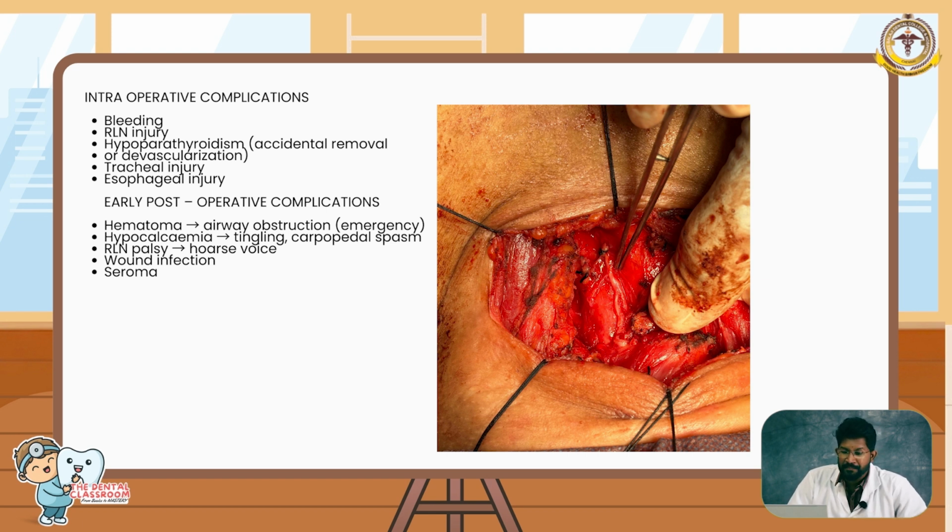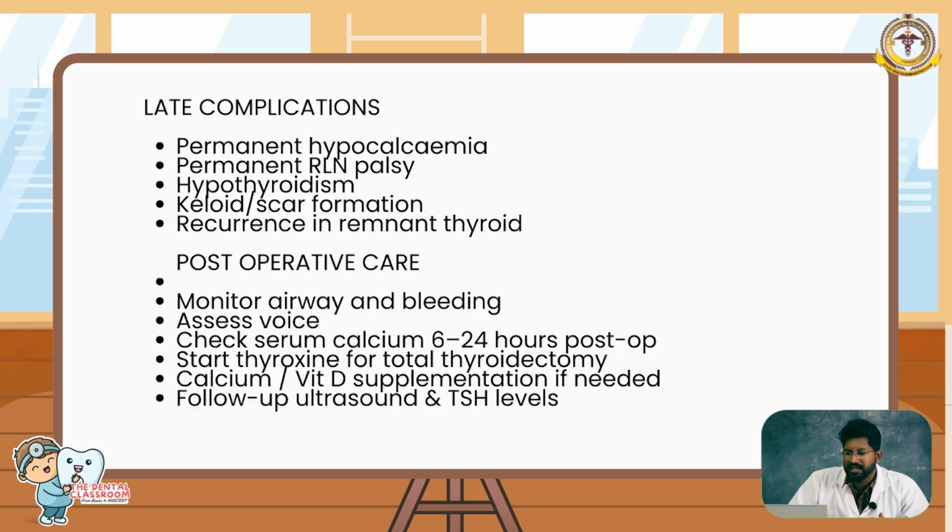Late complications will be permanent hypocalcemia, permanent recurrent laryngeal nerve palsy, hypothyroidism, keloid or scar formation, and recurrence in remnants of thyroid tissue. Sometimes we might have removed the thyroid tissue, but a certain amount of tissue would have been left inside, not because of a mistake of the surgeon. Some tissue would have been hiding somewhere behind, or ectopic thyroid tissue can also be there. So there can be recurrence from that ectopic or atypical tissue. That can also be a late complication.